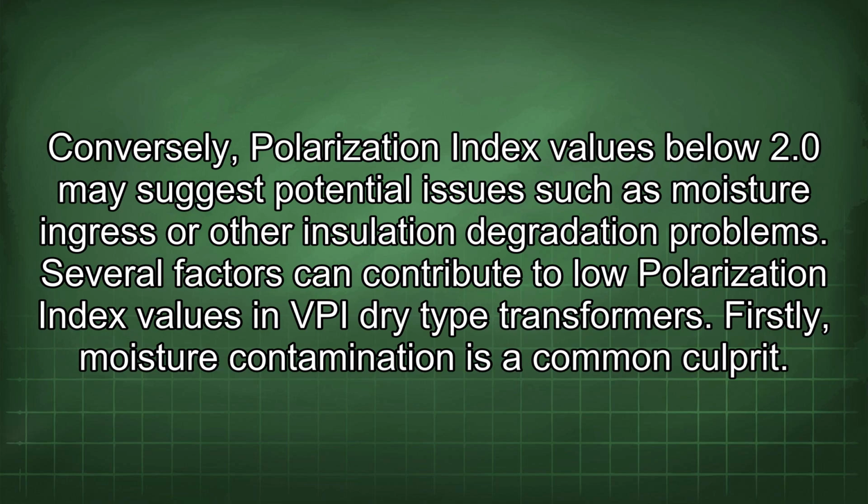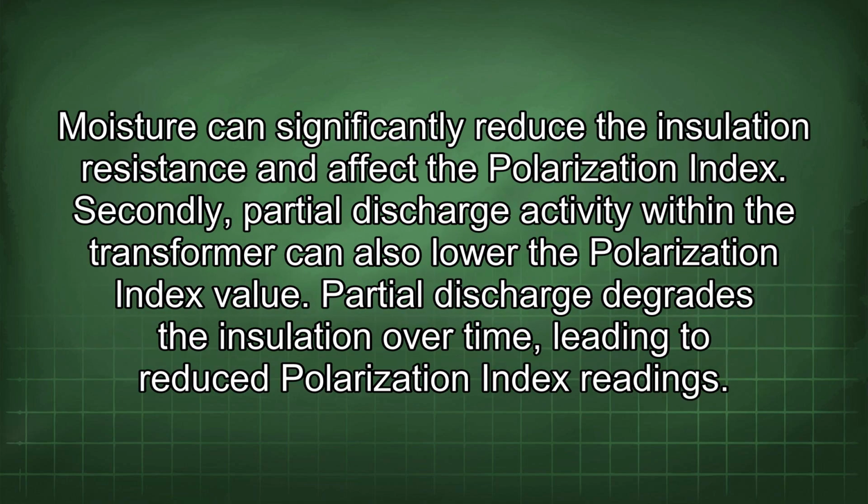Several factors can contribute to low polarization index values in VPI dry-type transformers. Firstly, moisture contamination is a common culprit. Moisture can significantly reduce the insulation resistance and affect the polarization index. Secondly, partial discharge activity within the transformer can also lower the polarization index value. Partial discharge degrades the insulation over time, leading to reduced polarization index readings.